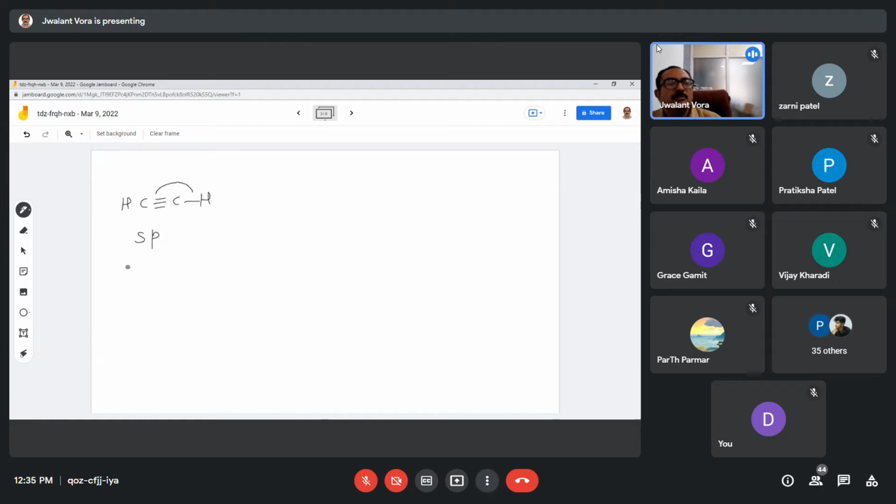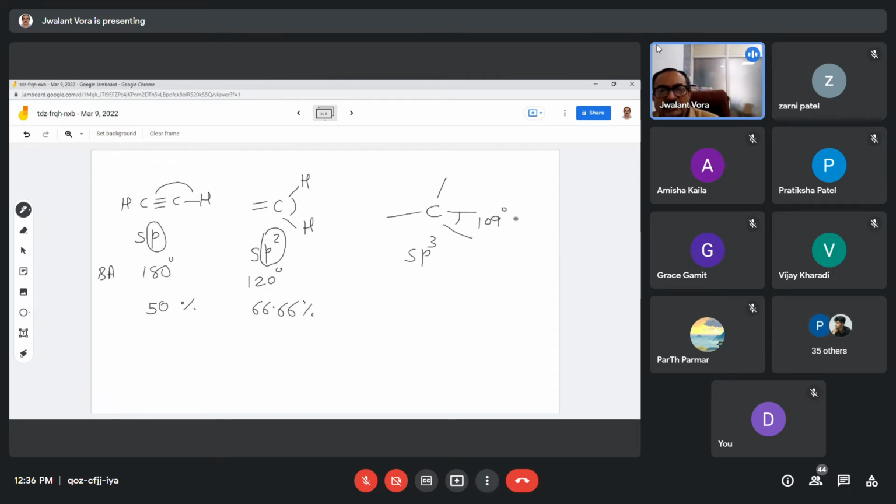This is sp hybridization with bond angle 180 degrees. Here the p character value is 50%. On this side, with sp2 hybridization, the bond angle is 120 degrees, with the p character value 66.66%. On the other hand, with sp3 hybridization, it is 109 degrees, 28 minutes, with the p character value 75%.